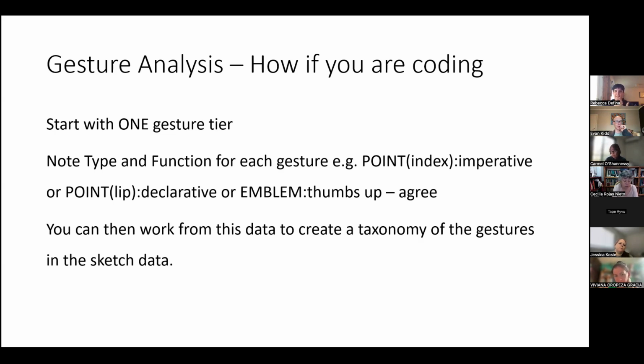and that it's an imperative point, so it's telling someone to do something, or it's a declarative point. You can mark the body part that's used for that point if you want. I've used emblem here, but it's a conventional gesture. Emblem is just a shorter word to list in the coding, and what that is, so that it's a thumbs up, and it's being used for agreement, these sorts of things. Then from this coding, you'd be able to create a taxonomy of the gestures in the sketch data.